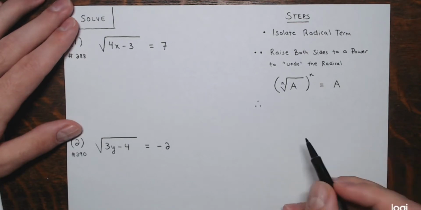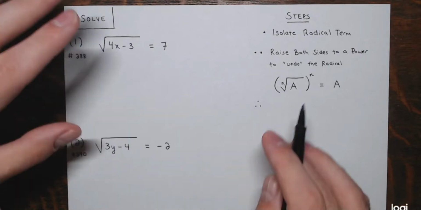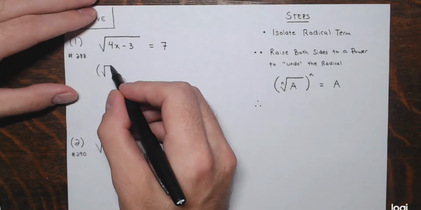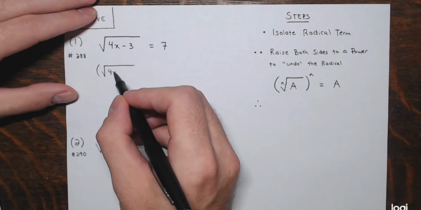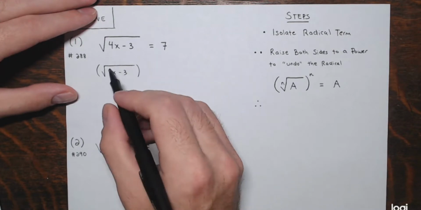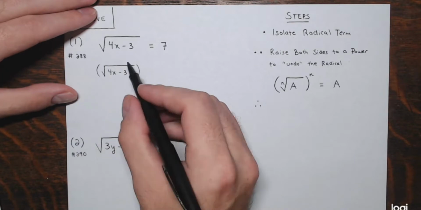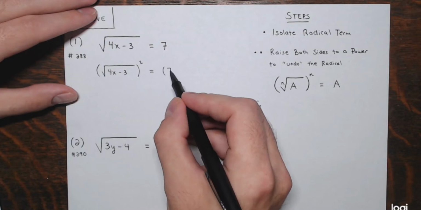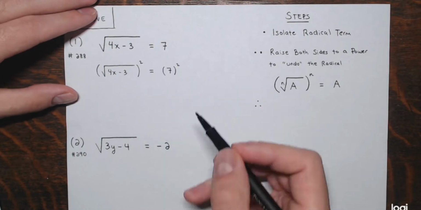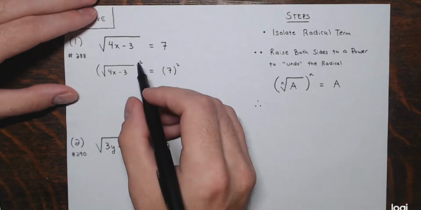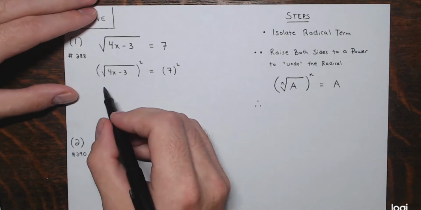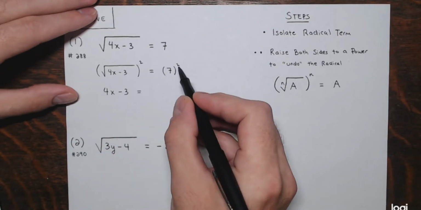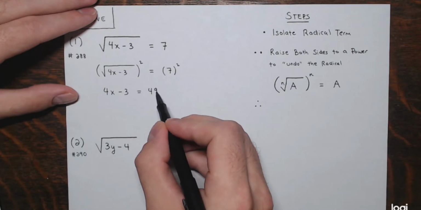Then next, let's do that here before I move on to the next step. I'm going to take the left side, the square root of 4x minus 3, and to undo the radical, since this is a square root, I'm going to raise both sides to the second power. Do the same thing with the other side, 7 squared. That will undo this radical, and I'll be left with the radicand, 4x minus 3 on the left, and 7 squared, 7 times 7 is 49, on the right.